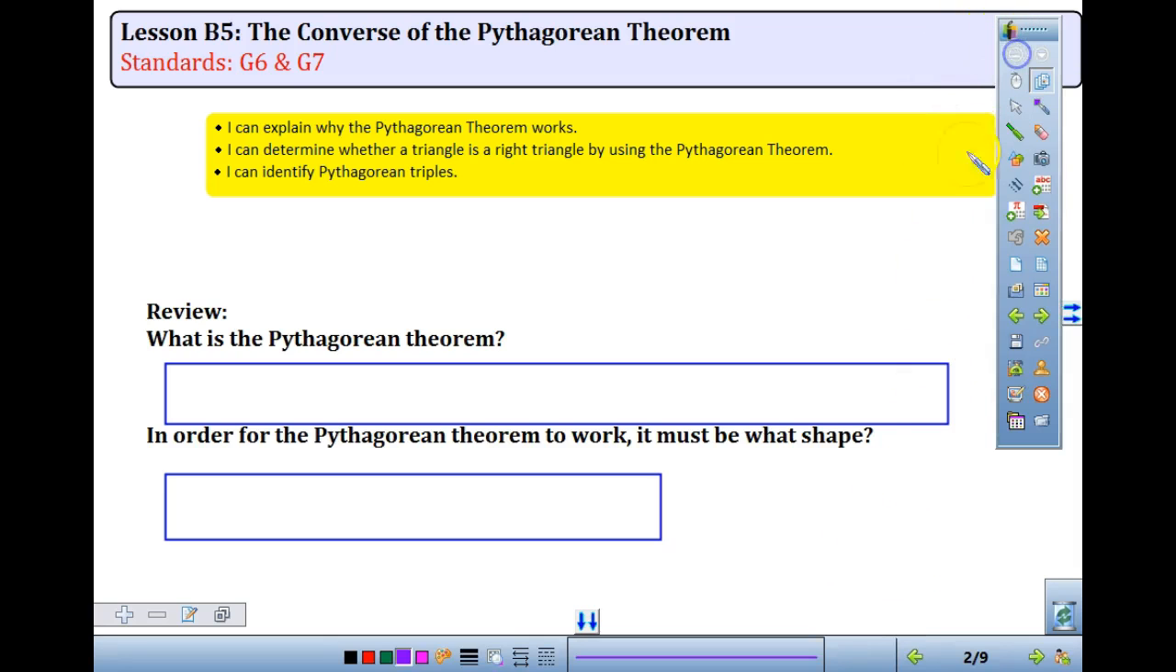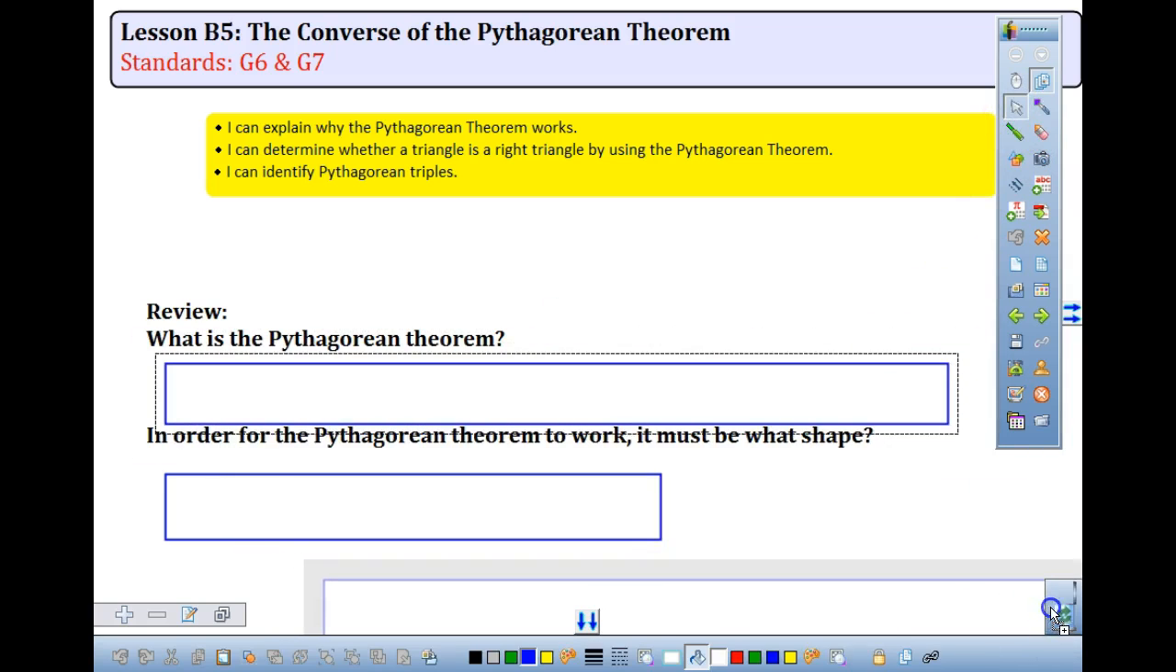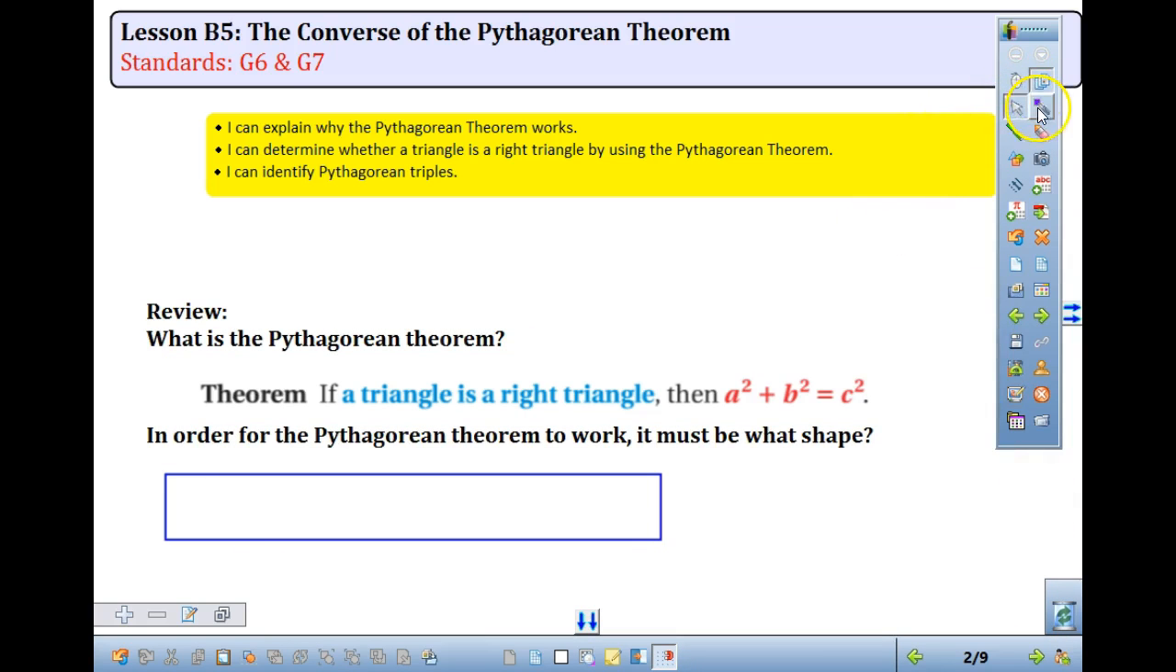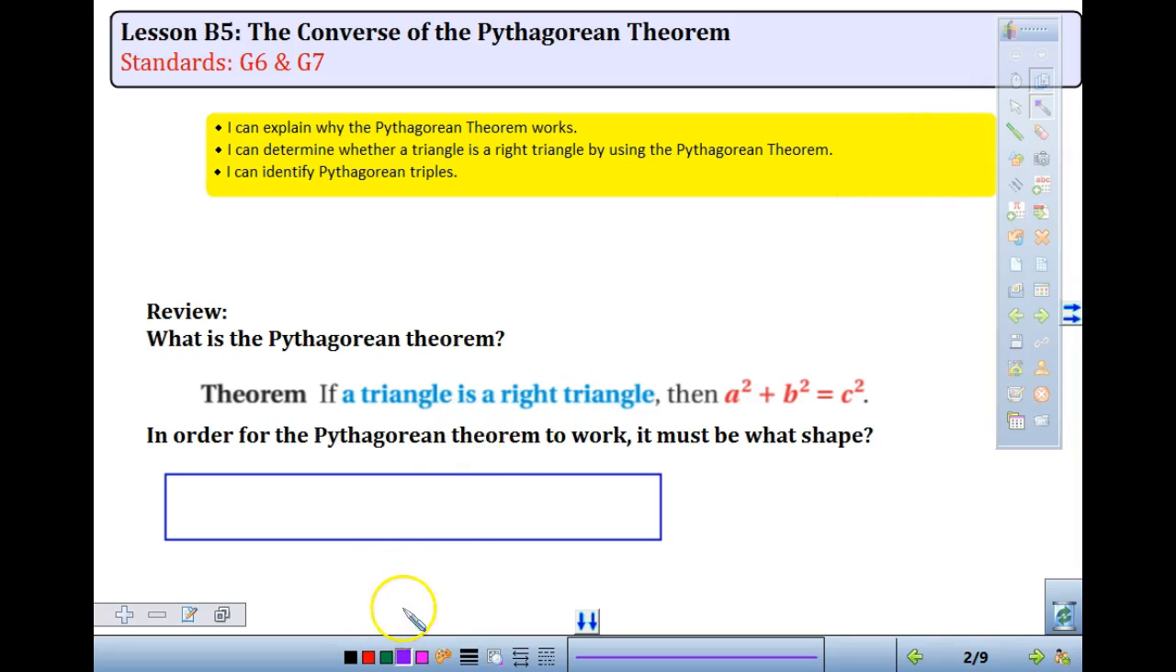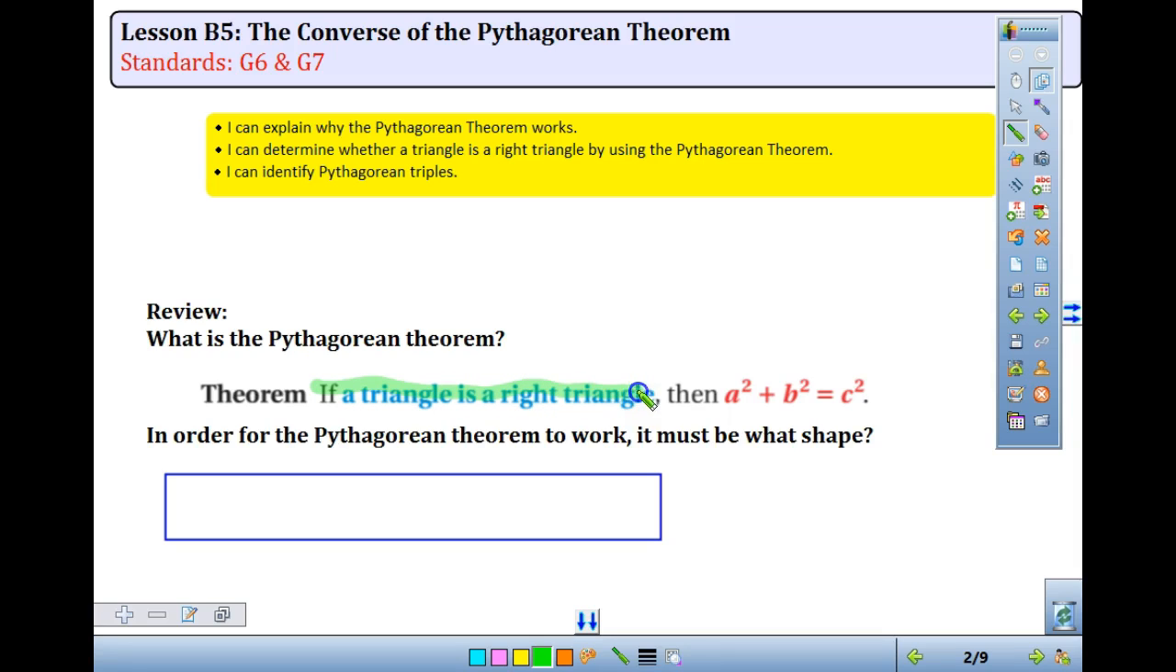So what I want you to do for writing down this Pythagorean theorem, I want you to copy down exactly what I have up here. I want you to copy down, the theorem says if. And starting with the word if, I want you to write that in your notes. Now, I want you to write down if a triangle is a right triangle, then a squared plus b squared equals c squared. And someone said, do I have to write it exactly? Yes, please. So in your notes, yes, please write it exactly.